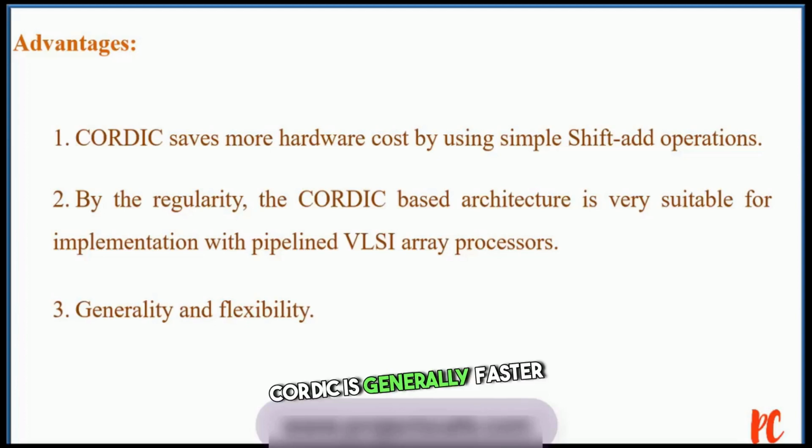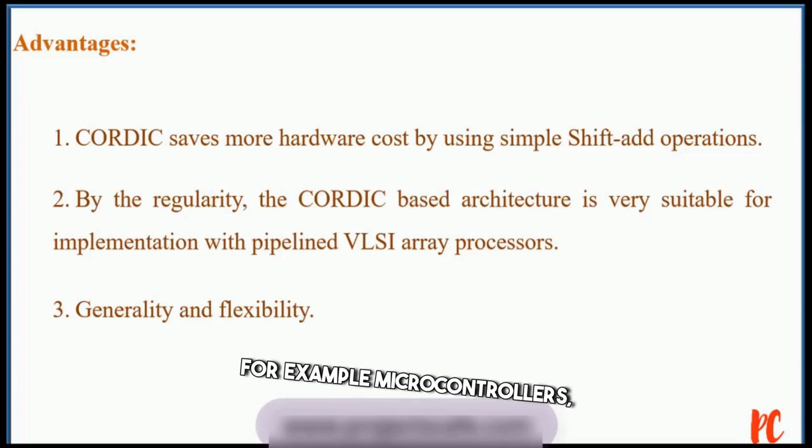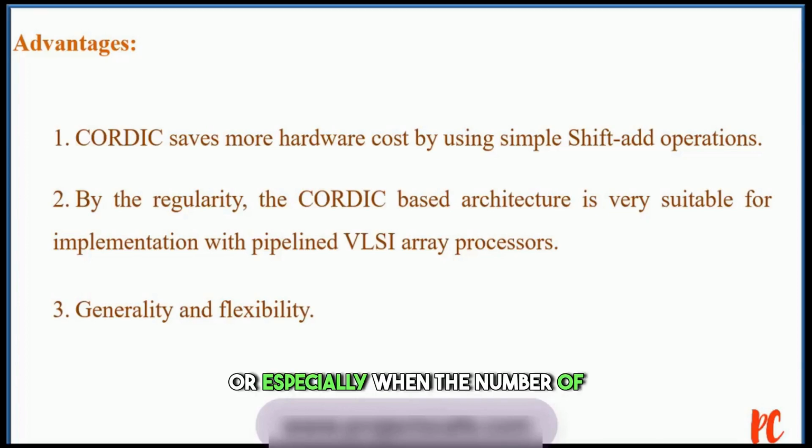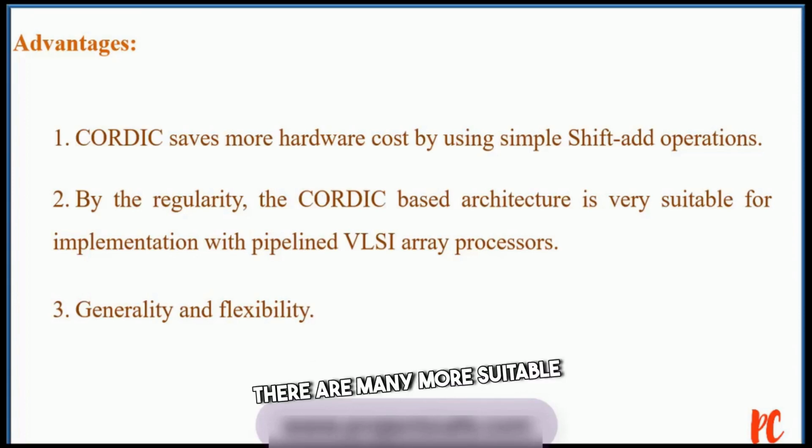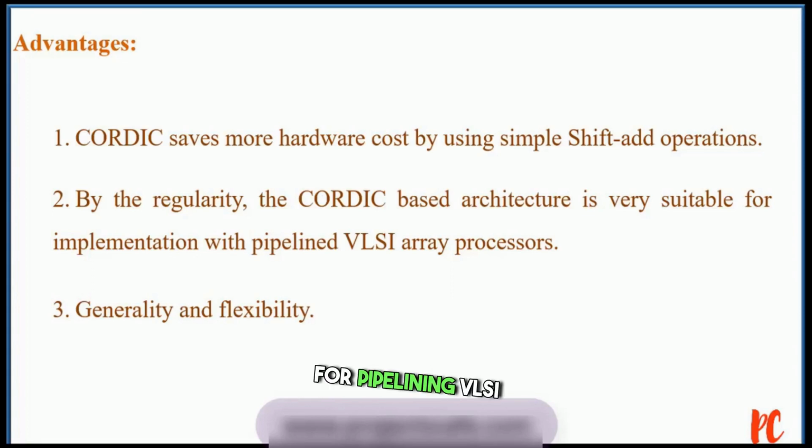Coming to advantages, CORDIC is generally faster than other approaches. It is useful when a hardware multiplier is not available, for example in microcontrollers, or especially when the number of gates required to implement the functions should be minimized, like in FPGAs or ASICs. There, CORDIC will be used. They are also more suitable for pipelining in VLSI array processors.